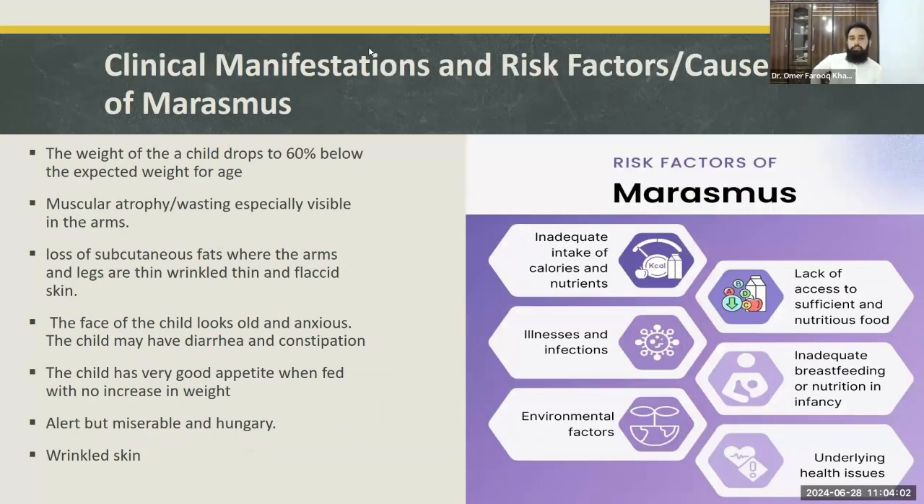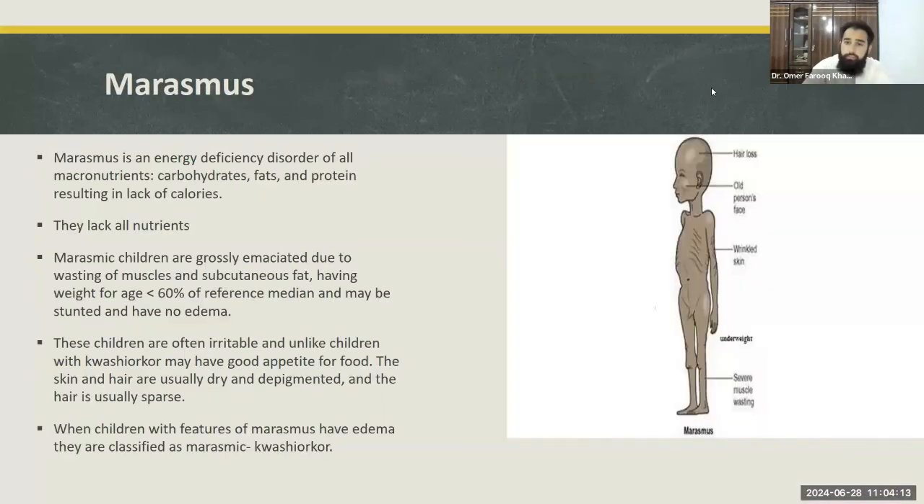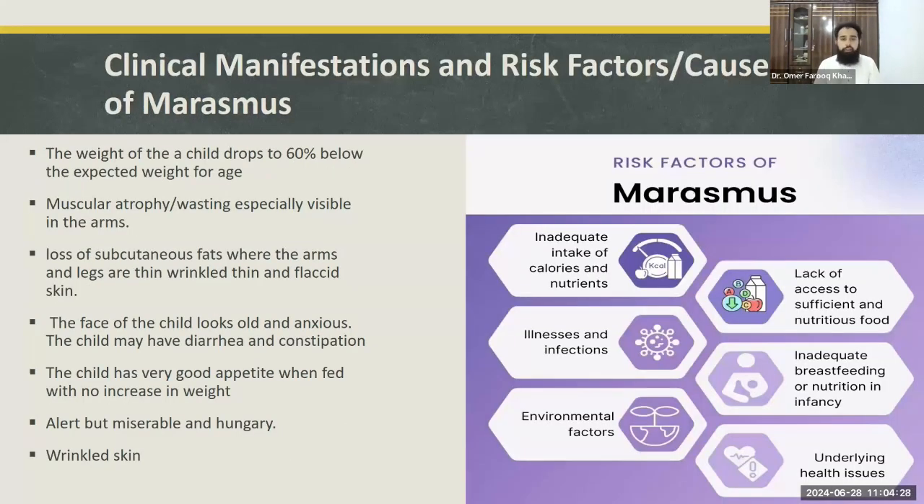So now the clinical manifestations and risk factors or causes of marasmus. On the left side, there are clinical manifestations. The weight of the child drops to 60% below the expected weight for age. Muscle atrophy occurs. The child becomes thin, just like in this diagram, the child is extremely thin. It's just like flesh on skeleton. There is no muscle mass, and loss of subcutaneous fat, where the arms and legs are thin, with wrinkled and flaccid skin. The face of the child looks like an old person and anxious.